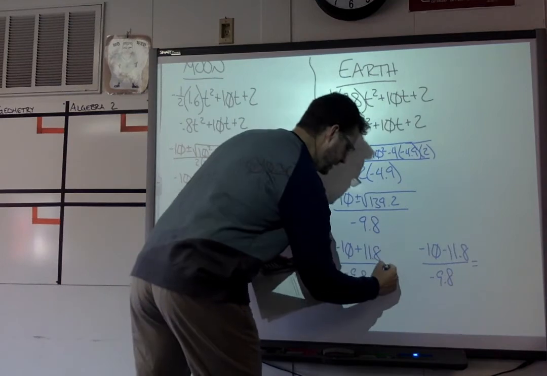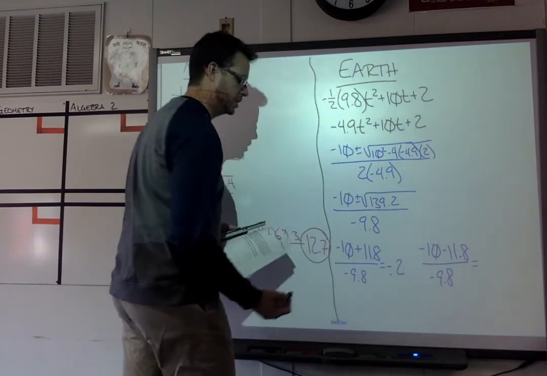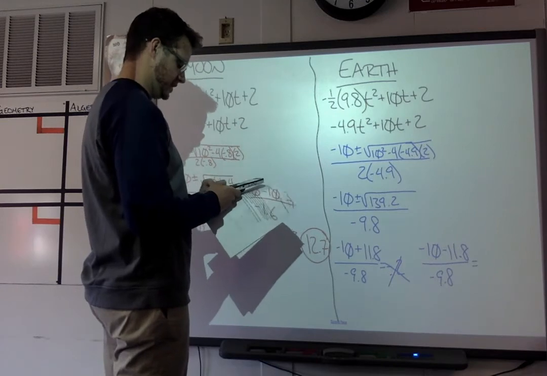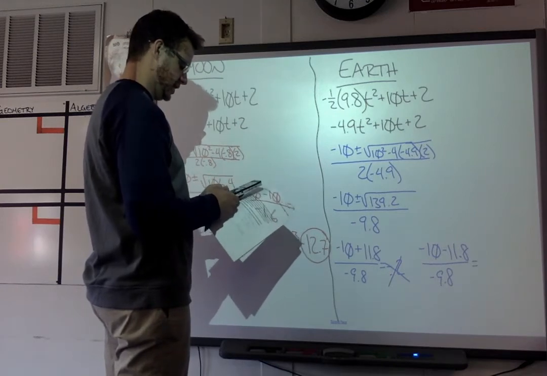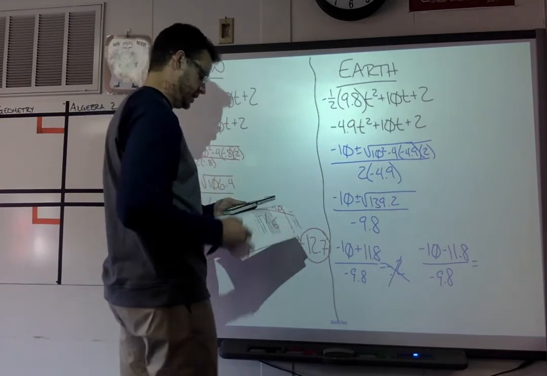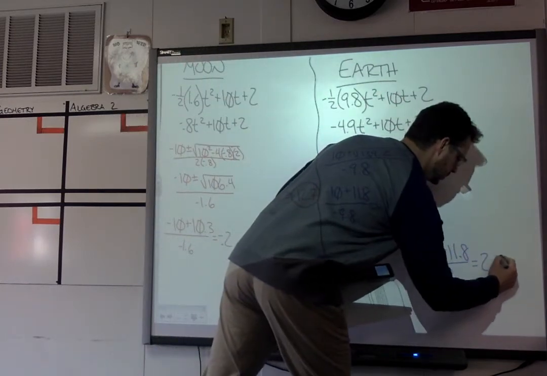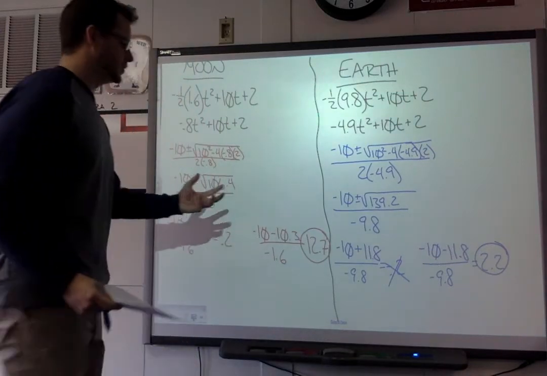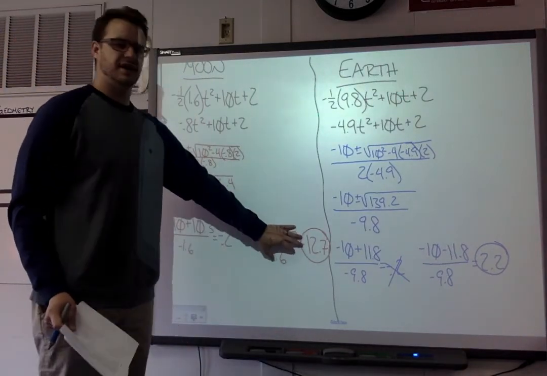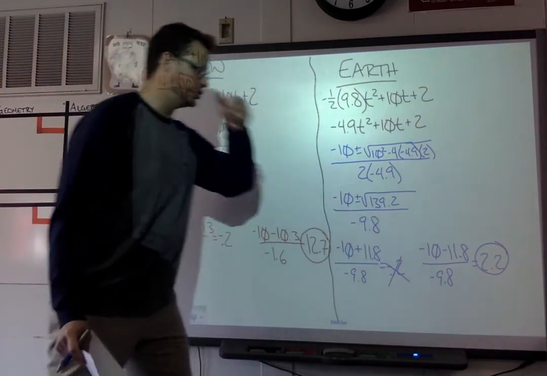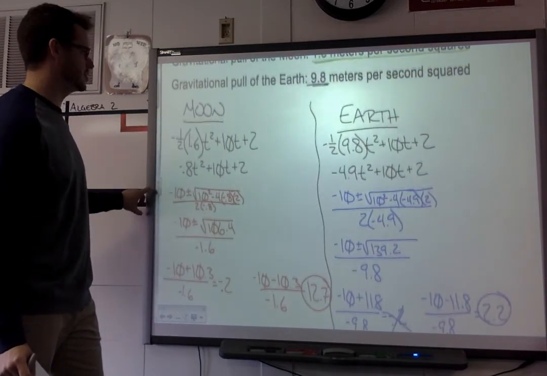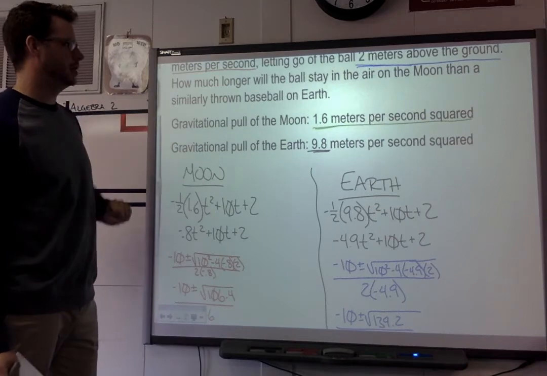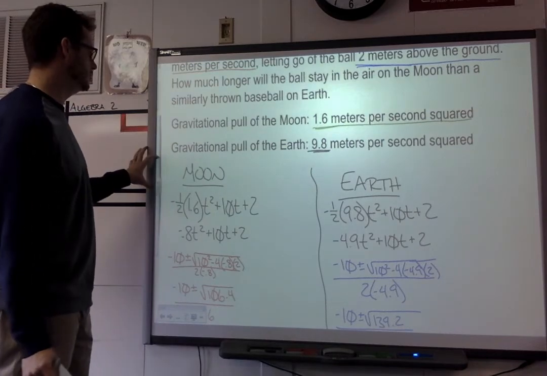That would give me negative 0.2, which again we know cannot be the solution. Negative 10 minus 11.8 divided by negative 9.8 would give me 2.2. So we know that the ball will stay in the air for 12.7 seconds on the moon and for 2.2 seconds on Earth. They ask us, how much longer will the ball stay in the air on the moon than on Earth?